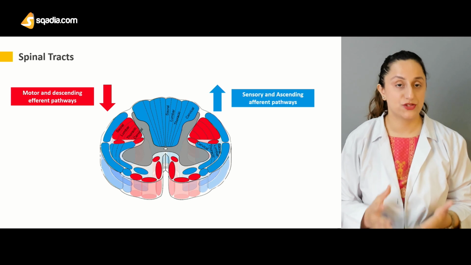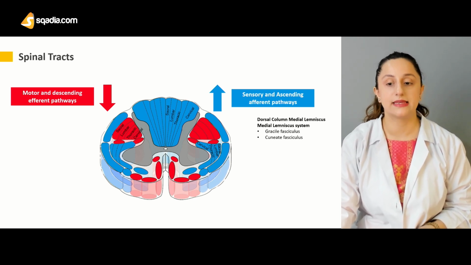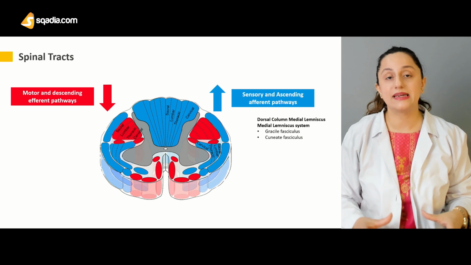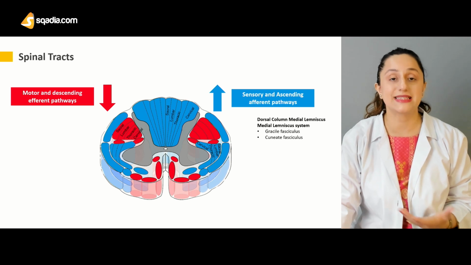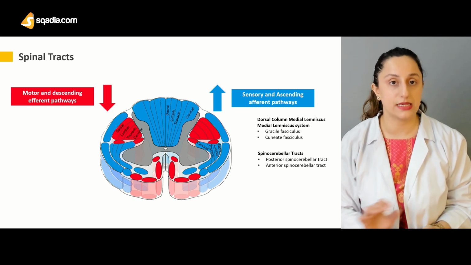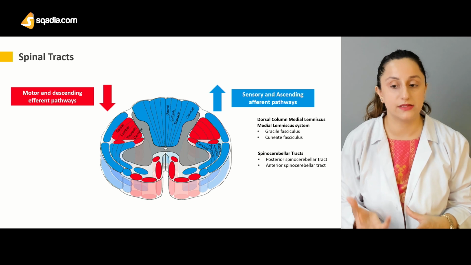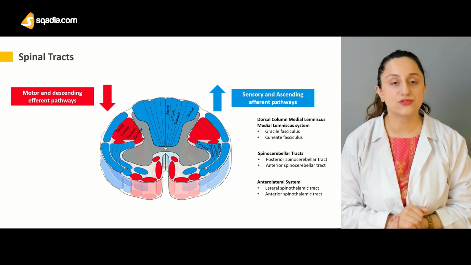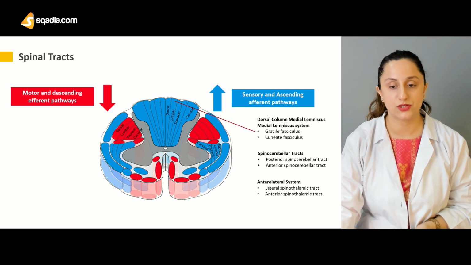Moving on, we have the sensory and the ascending afferent pathways. So mainly we have the dorsal median column or lemniscus, and then we have the medial lemniscus system. This lemniscus system is basically comprised of the gracile fasciculus and the cuneate fasciculus, also known as the fasciculus gracilis and fasciculus cuneatus. And then furthermore, the classification goes on: we have the spinocerebellar tracts, mainly the posterior and the anterior spinocerebellar tract. The anterolateral system is divided into a lateral spinothalamic tract and the anterior spinothalamic tract.